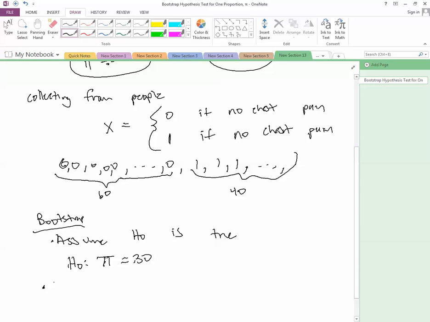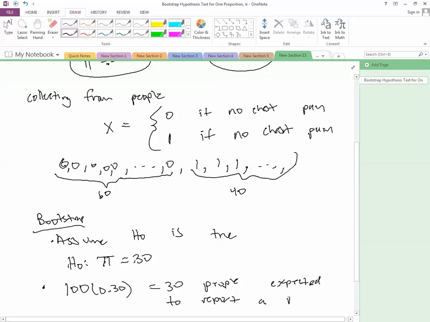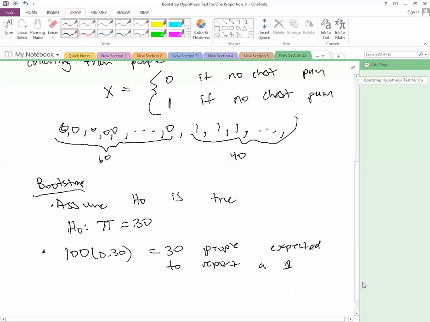okay, if we have 100 people in our population, we would expect that 0.30 or 30 people expected to report a 1. That's what we would expect based on the null hypothesis. So that means that in a sample of 100, we would expect 70 zeros and 30 ones. So what I'm going to do is I'm actually going to create this.